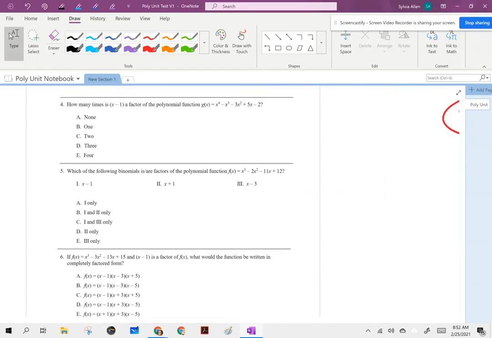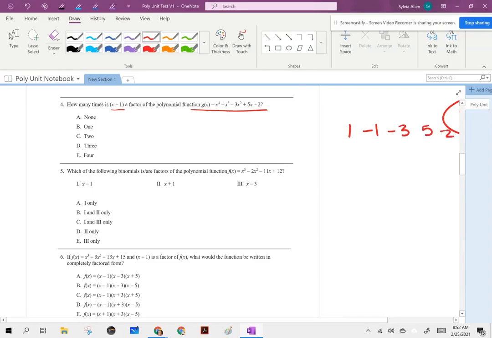Let's take a look at 4. It says, how many times is x minus 1 a factor of this function? Well, in order for me to do that, I'm going to divide, and so I'm going to use synthetic division. So I've got 1, negative 3, 5, and negative 2. Get this out of the way. And then I'm going to divide by 1, right? x equals 1. And so here I'm just performing my synthetic division, but this is where some people go wrong.